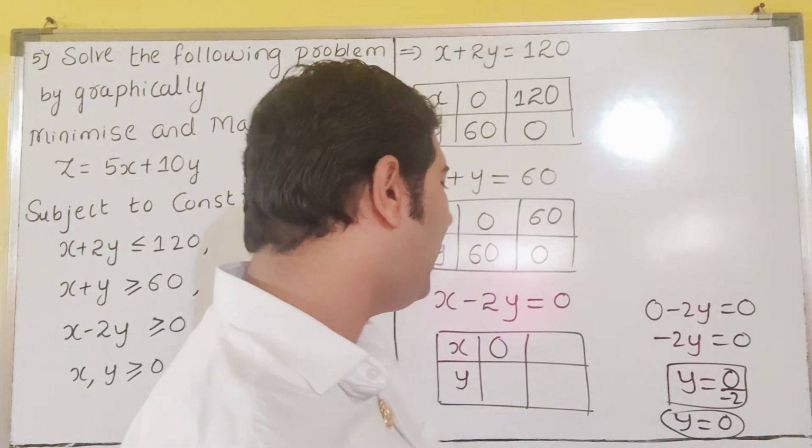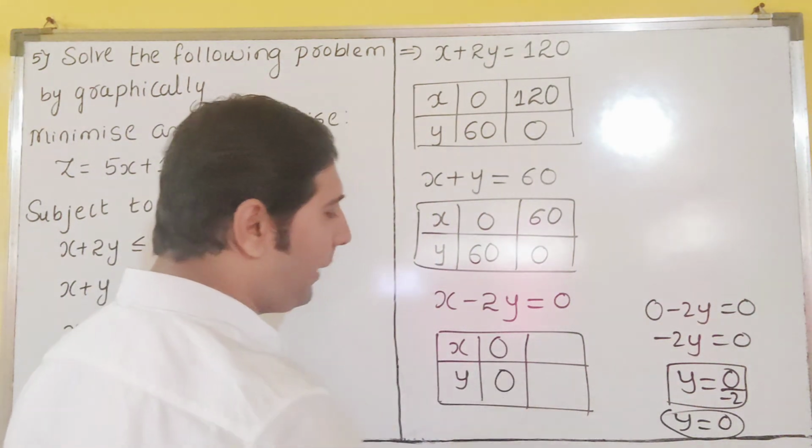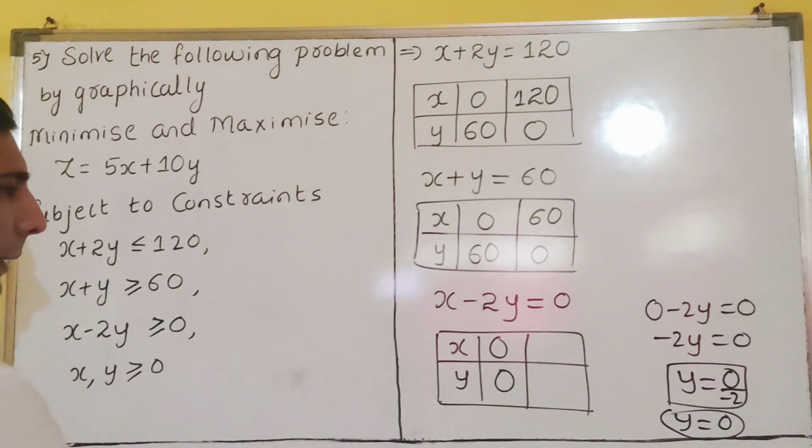Understood? So that's why y value will become 0, dear students, when x is 0. I hope it is clear, everyone.